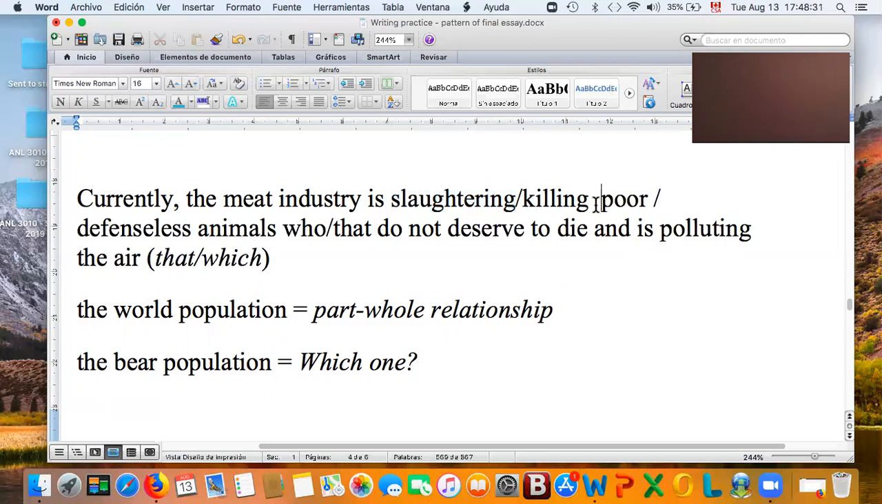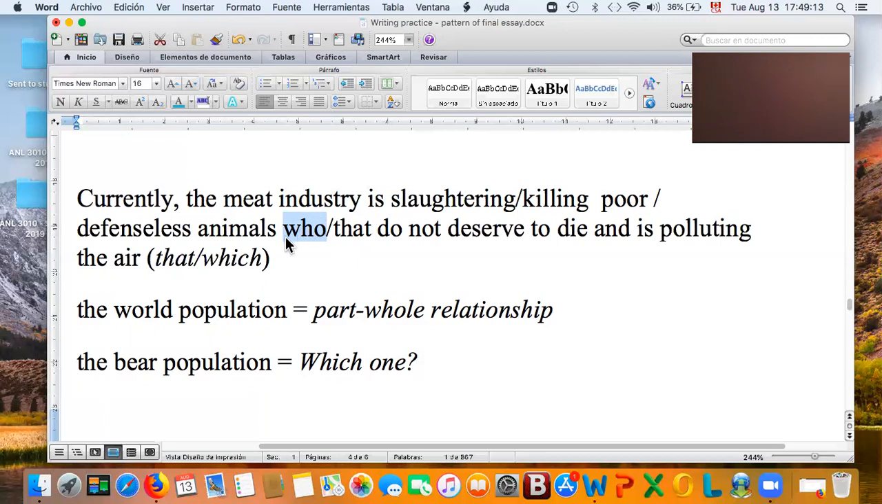And poor is also, in a way, I might say that it's stronger than defenseless. But if you have slaughtering defenseless animals, then it's very, very clear. The innocence of the animals who are being, well, practically murdered, if you like. Well, even if you don't like it, that is, I think, what it sounds like. Notice that she didn't really hesitate. She put who. Animals who. Okay? They are killing, slaughtering defenseless animals who do not deserve to die.